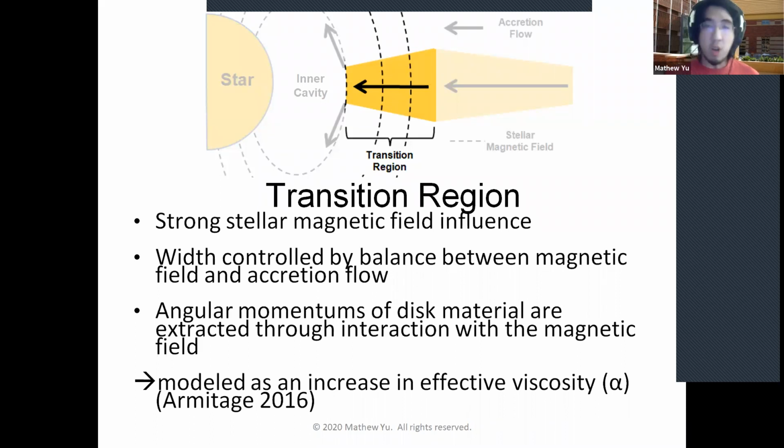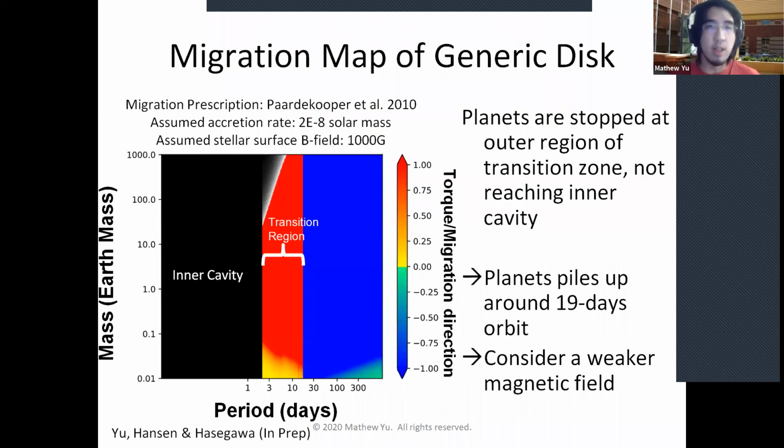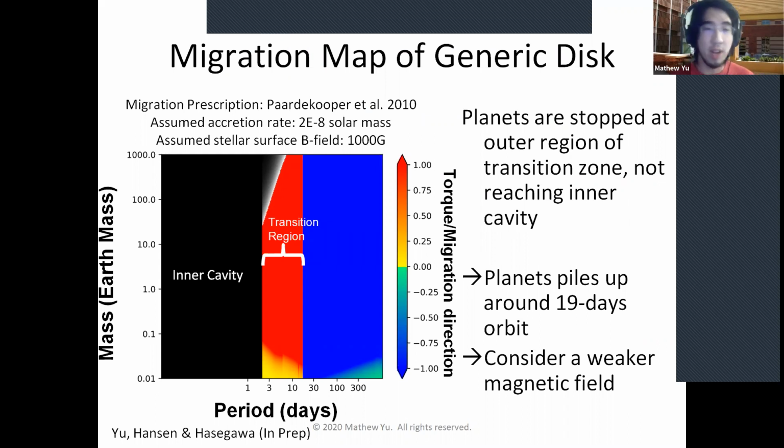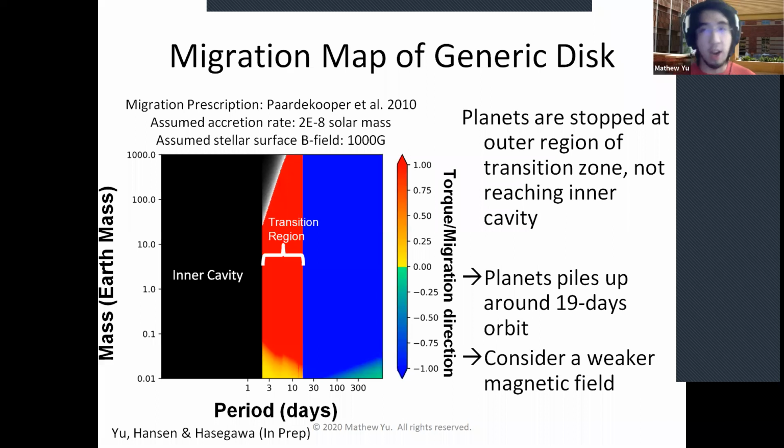So if we consider this type of disk and put in some fairly generic disk model parameters, using the migration prescription from Paardekooper et al. 2010, and assuming that the planet inside of this has roughly 0 eccentricity, we can arrive at a migration map that looks like this. On the y-axis, we see the mass of the planet. On the x-axis, we see the orbital period of the planet. And the transition region is labeled on the graph.